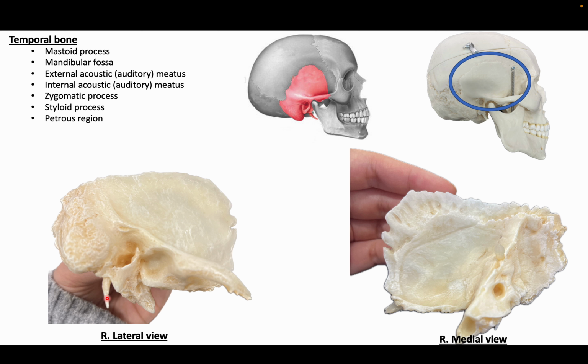And then we also can see the mandibular fossa, which is this indent right here. It's a concave depression, and this is going to form many joints. It's going to be a part of the temporomandibular joint, and you'll see here that it's going to be an area of attachment to the mandible, which is the lower jaw.